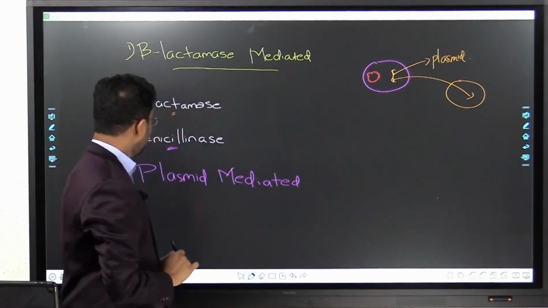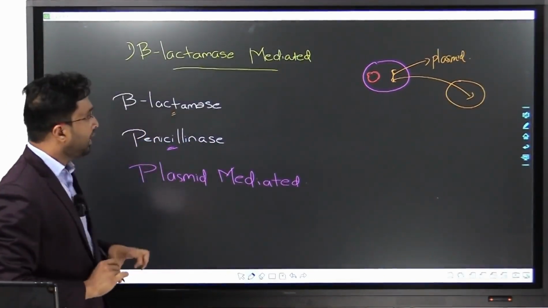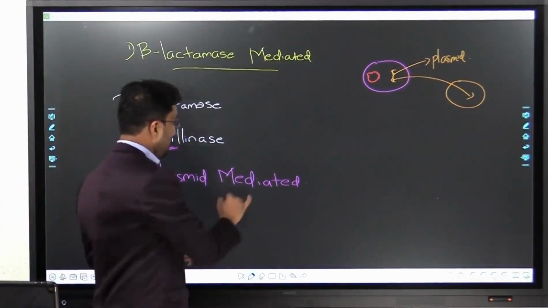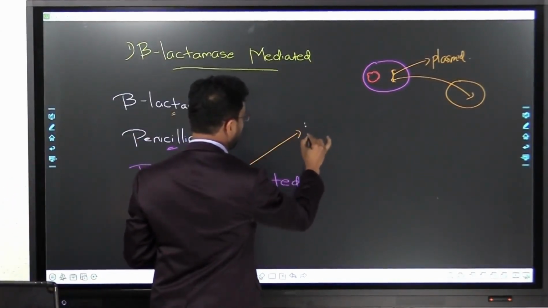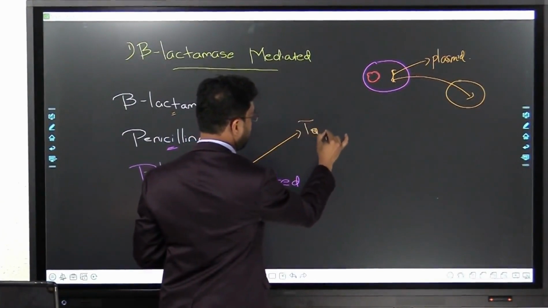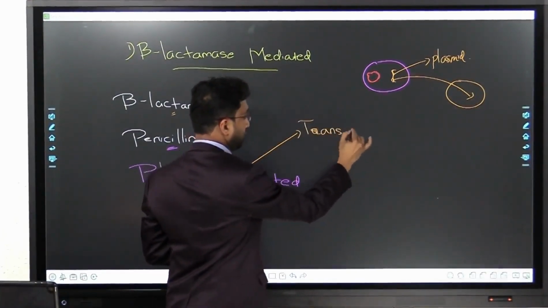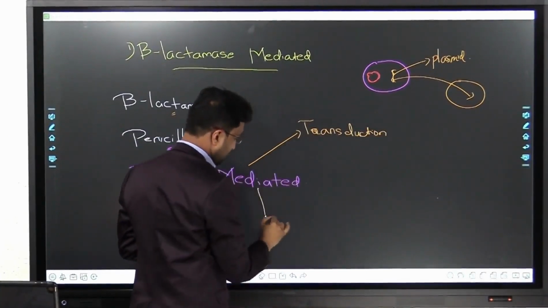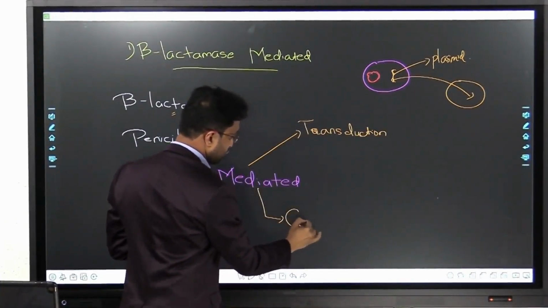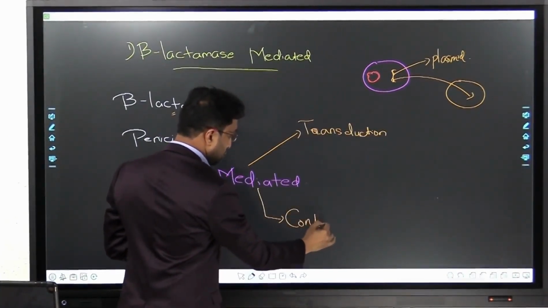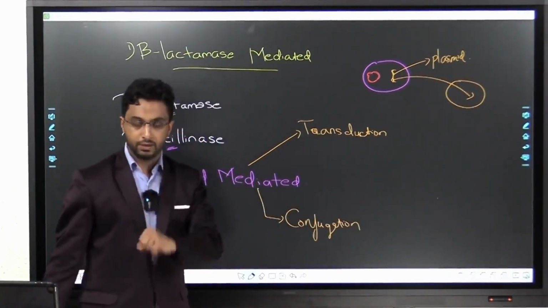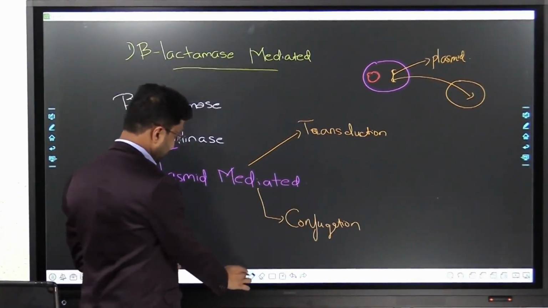Okay, fine. Now, what are the methods of transfer of this plasmid? There are two methods. One is transduction. The second is conjugation. The second method is conjugation. So what are these methods? We'll go into details of this in basic bacteriology, but just for you to understand.